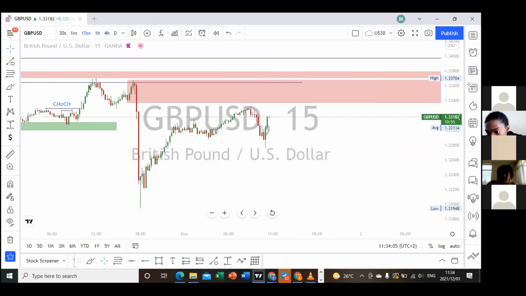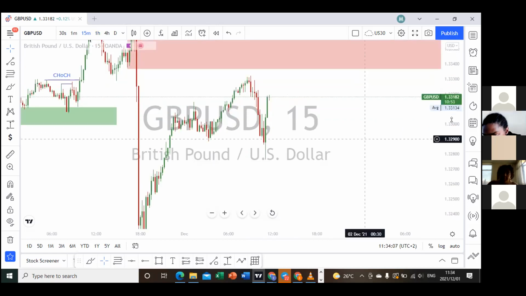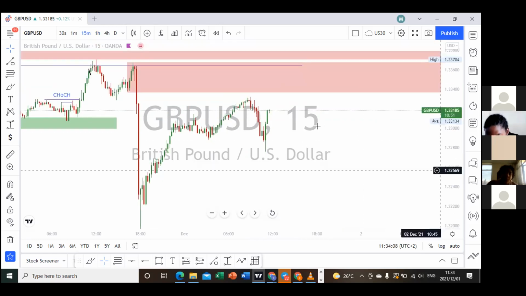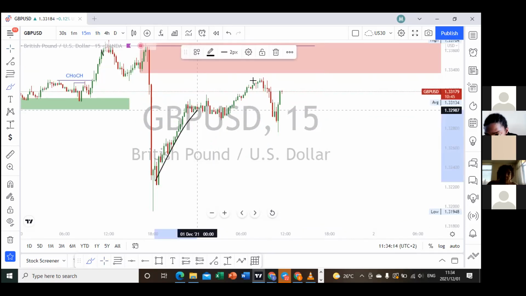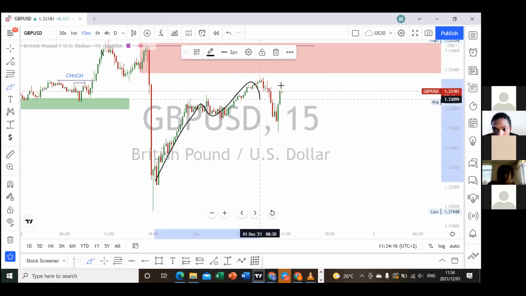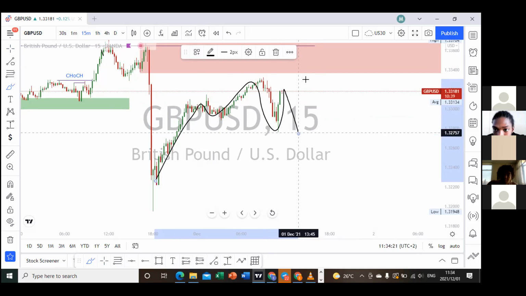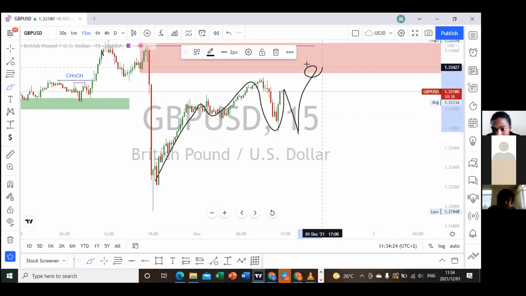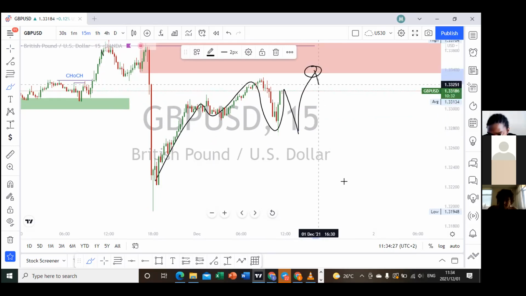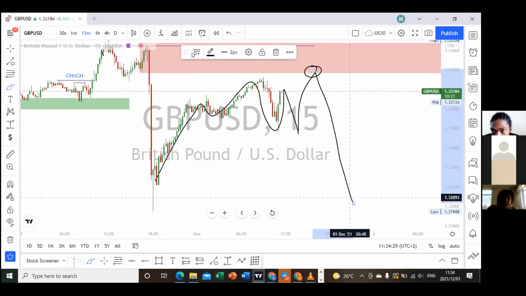We can see clearly on the 15 minutes this corrective manner here that has happened. So we can see that it's been going in a corrective manner. We can still expect the market to still correct, but what we basically want is for the market to at least mitigate this area so that we can be able to shoot down with the market.